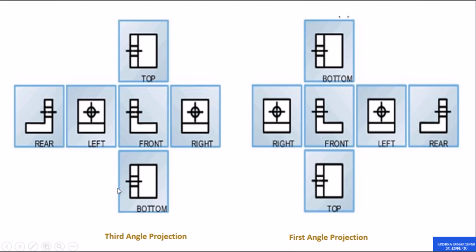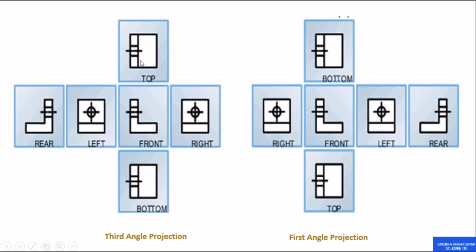As I told you, first angle and third angle projections are completely opposite to each other, but the basic system of identification is very similar and easy. In third angle projection, everything is in the right place, like the top view is at the top. But in first angle projection, you will find the top view at the bottom.